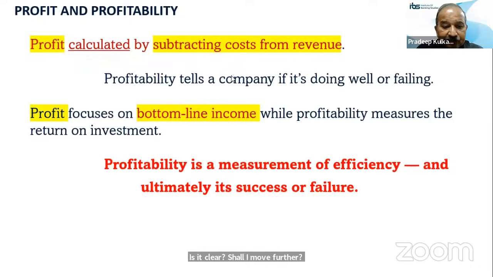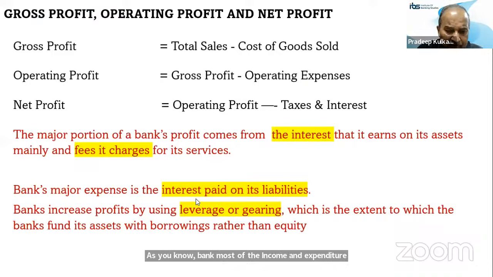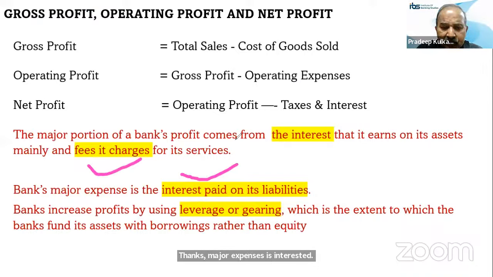Okay. Now, next you see, these are the few fundamental concepts: gross profit, operating profit, net profit. Very clearly given. Now, as you know, most of a bank's income and expenditure comes from interest paid and interest earned. The bank's major expense is interest paid, and its major income is the interest it earned. In addition, it recovers some charges.